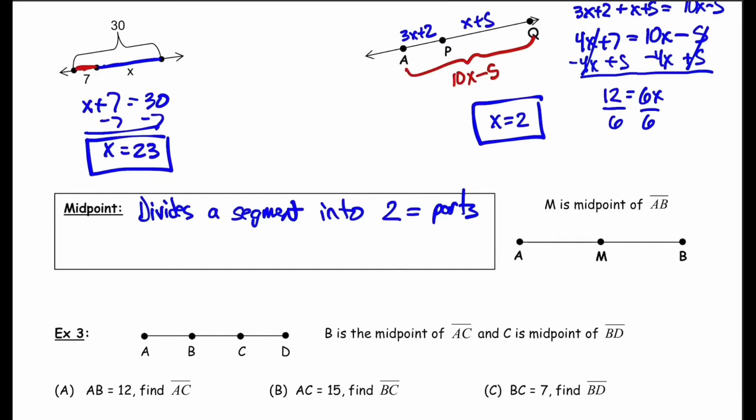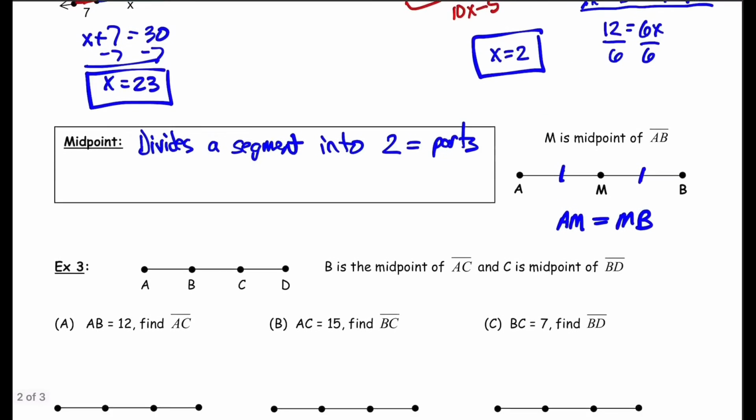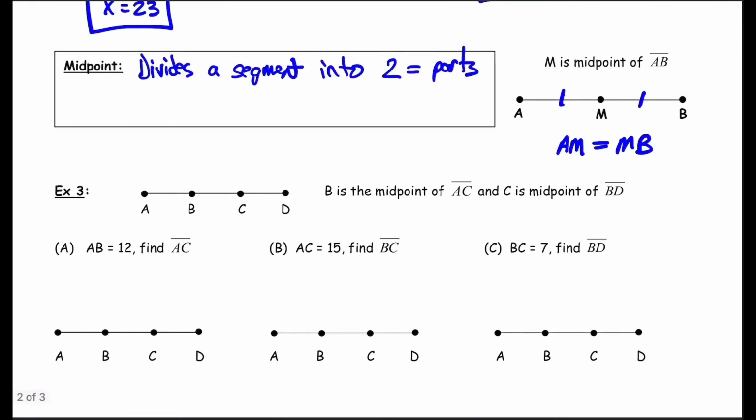So in our diagram at the right, if M is the midpoint, so if this is the midpoint here, I know this piece, this segment, is congruent to this segment right here. So if I mark it, I know those two are congruent or equal. I can say AM equals MB. All right, so we're going to jump into some challenging problems here. These seem easier than they are.